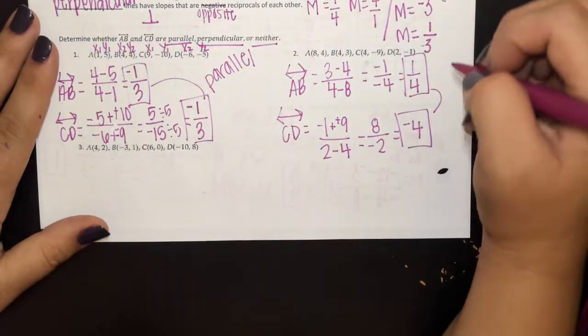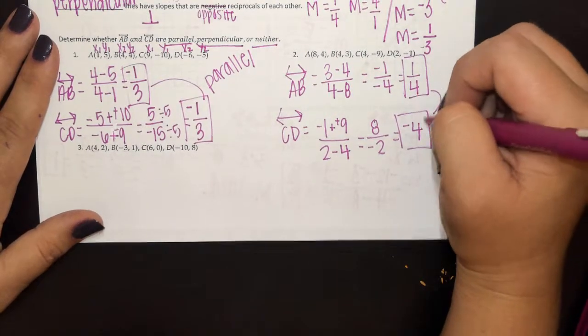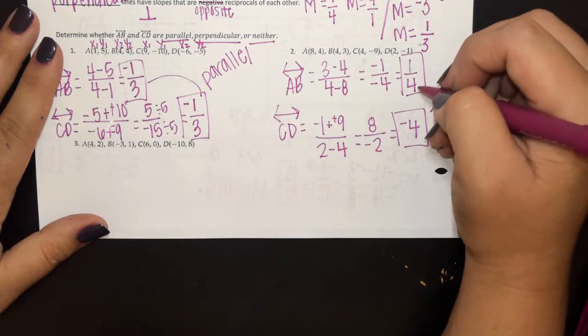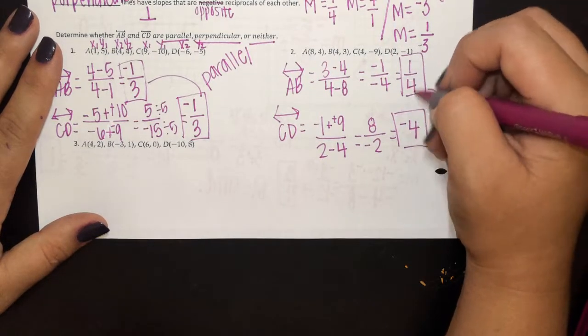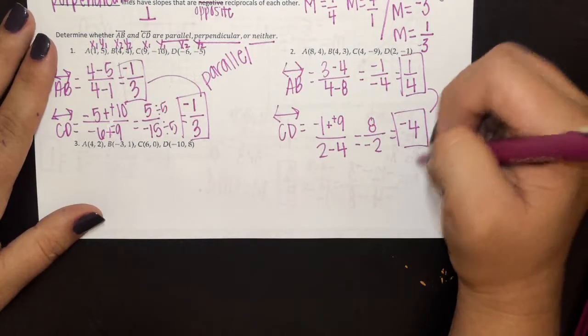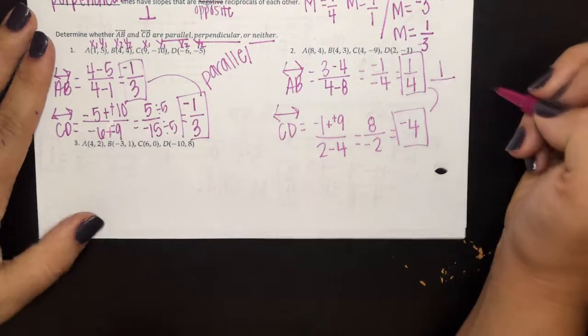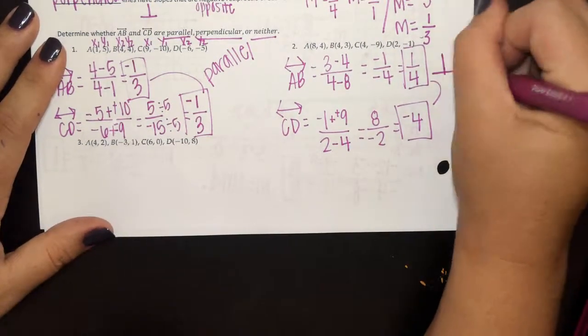What do y'all think about these slopes? What are they? Did you get 1/4 and -4? They are perpendicular. Because when you flip 1/4, it just becomes 4 over 1, which that 1 can be invisible, right? And then it was positive and it flipped to negative. So this is perpendicular. Good job. Finish number 3.